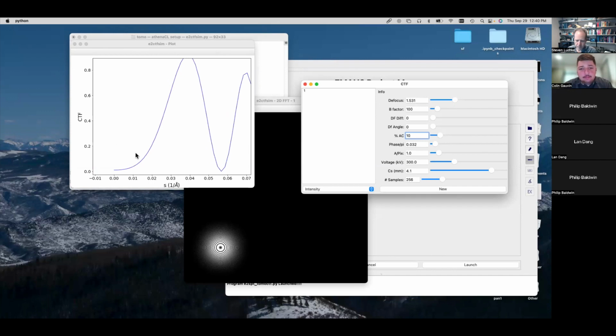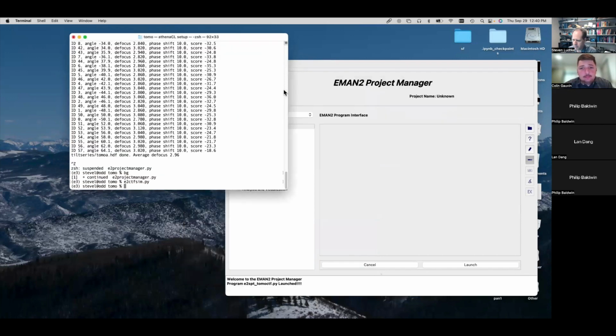So if you're trying to do some sort of correction in here, you might make a hand-wavy argument that if you just have an estimate of roughly what the defocus is, you can still make some sort of correction and have it come out kind of okay. I don't know that that's what they're doing, but that's my best guess.